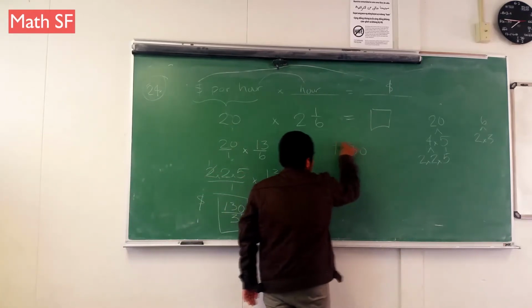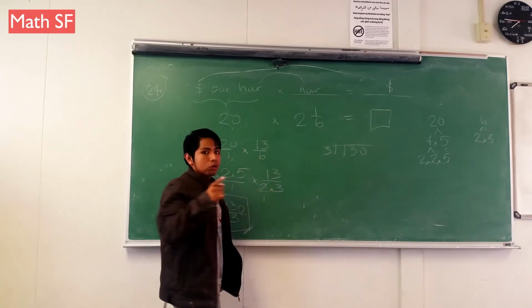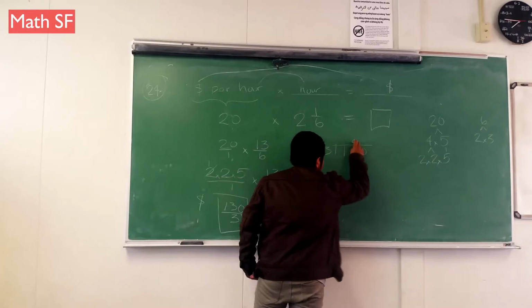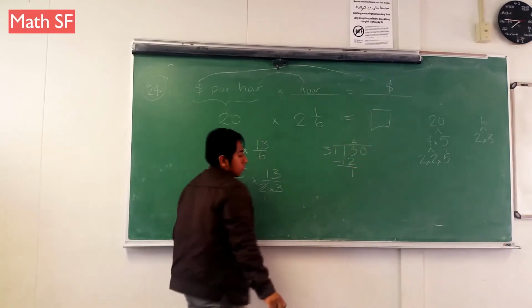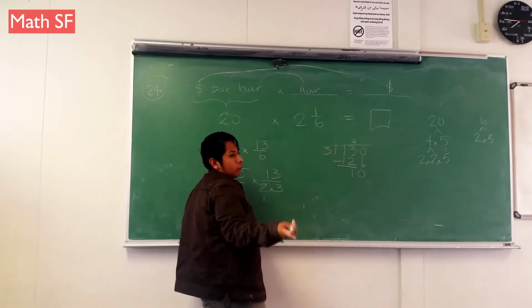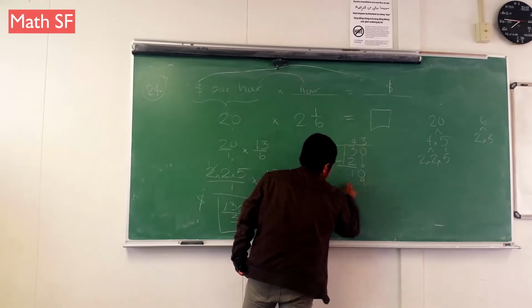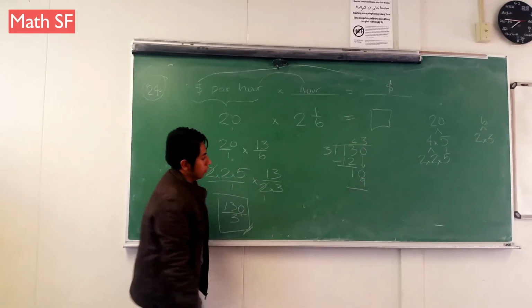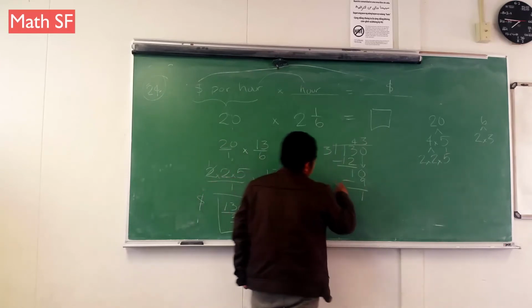130 divided by 3. 3 goes into 13 how many times? 4. Excellent. 4 times 3 is 12. Subtract that, 1. Bring the 0 down here. 3 goes into 10 how many times? 3. Excellent. 3 times 3 is 9. 10 minus 9 is 1. Therefore, we're left with 43 wholes and 1/3.